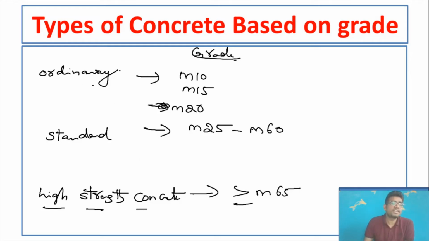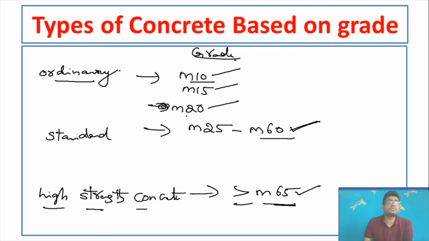Okay, so for ordinary concrete, what are the grades? M10, M15 and M20. For the standard concrete, what are the grades? M25 to M60. And for high strength concrete, what are the grades? Grades greater than or equal to M65. So if I ask you a question like, what is the minimum grade of high strength concrete? M65 it is. Then what is the maximum grade of standard grade of concrete? That is M60. What is the minimum grade of ordinary grade of concrete? M10. What is the maximum grade of ordinary grade of concrete? M20. Okay, so such type of questions we can expect in the exam.